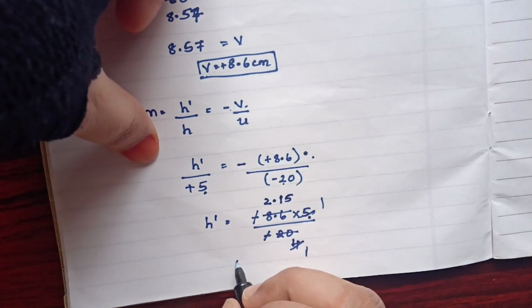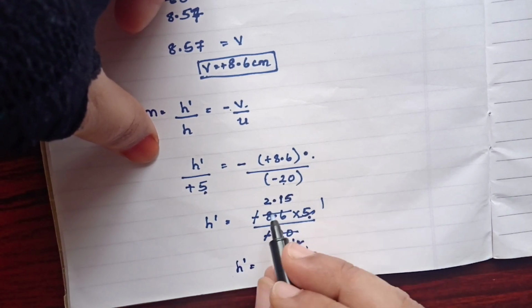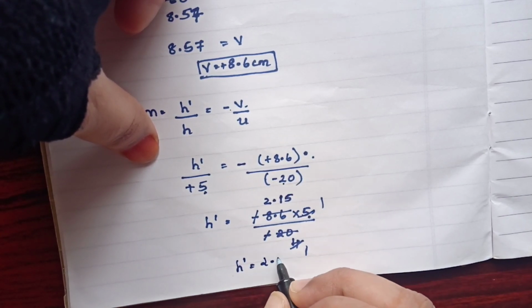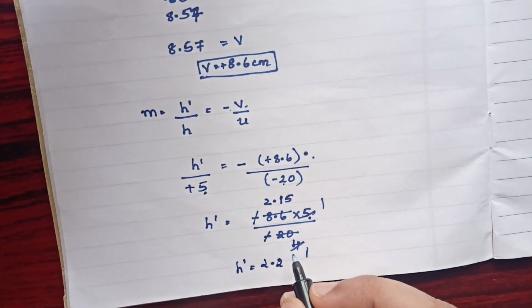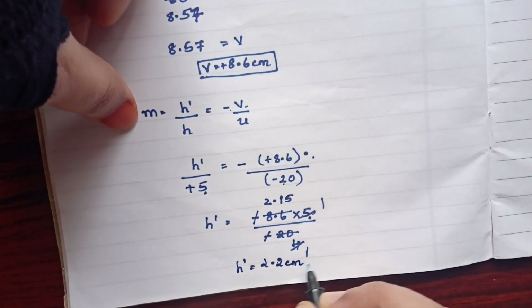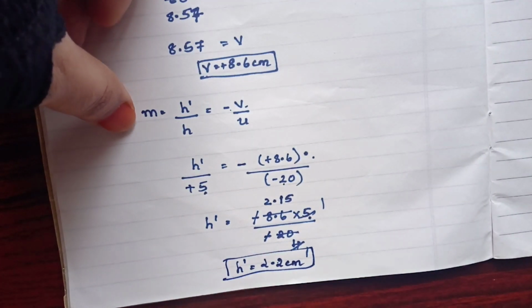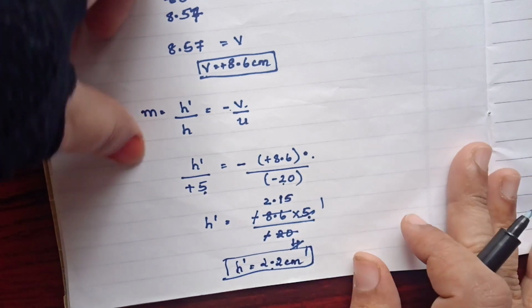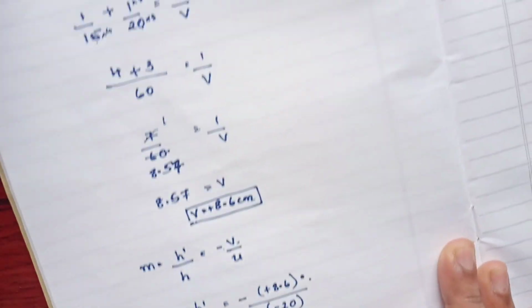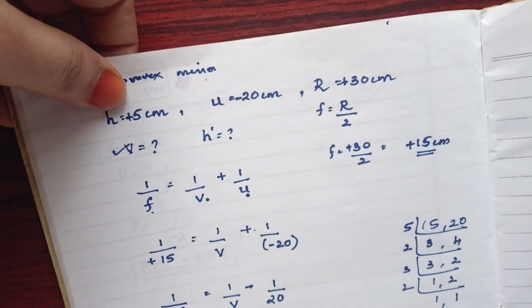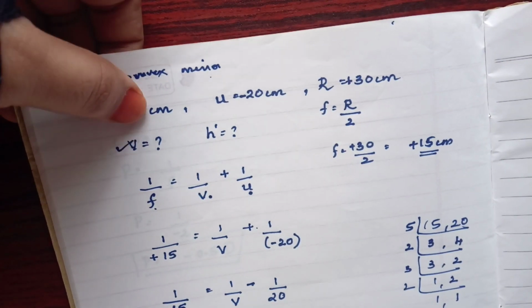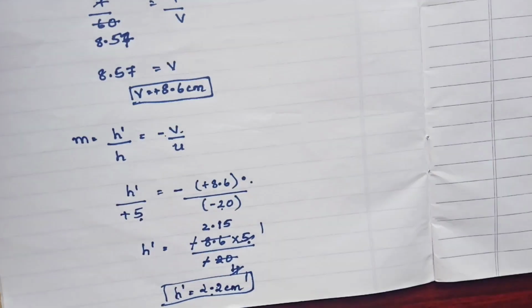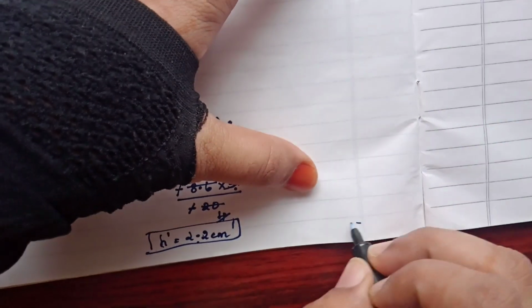So this is approximately nearby 2.2. Since we are calculating everything in centimeter, this is also going to be in centimeter. Now comparing, see here, h dash or the height of the image is 2.2 centimeter, whereas the height of the object is 5 centimeter. So height of the object is more than height of the image. That means it is diminished.